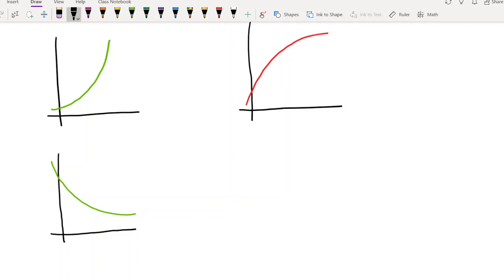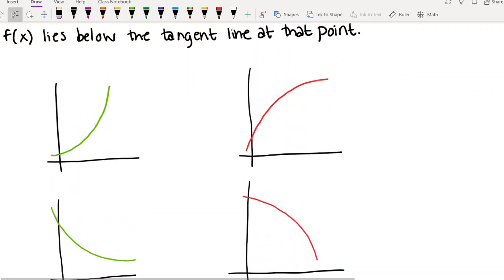And then this example that I'm about to draw is going to be an example that is going down, so decreasing, and it's also concave down. So we can summarize these by saying both of the graphs in this column here are concave up. And these ones here are both concave down.